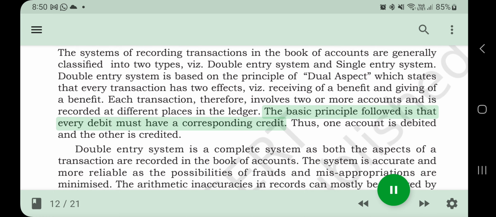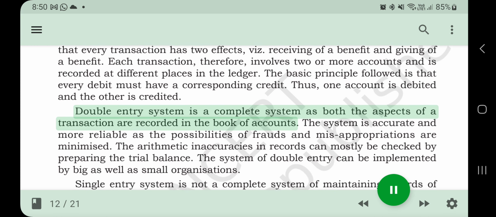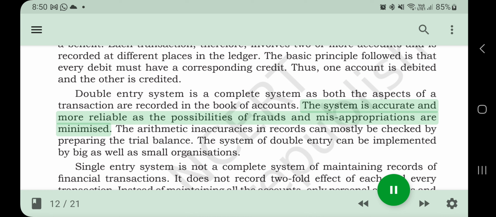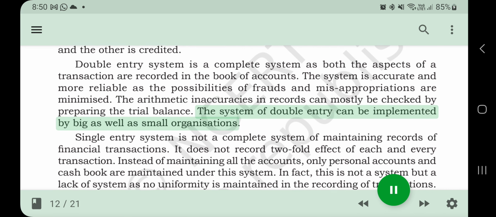The basic principle followed is that every debit must have a corresponding credit. Thus, one account is debited and the other is credited. Double entry system is a complete system as both the aspects of a transaction are recorded in the book of accounts. The system is accurate and more reliable as the possibilities of frauds and misappropriations are minimized. The arithmetic inaccuracies in records can mostly be checked by preparing the trial balance. The system of double entry can be implemented by big as well as small organizations.